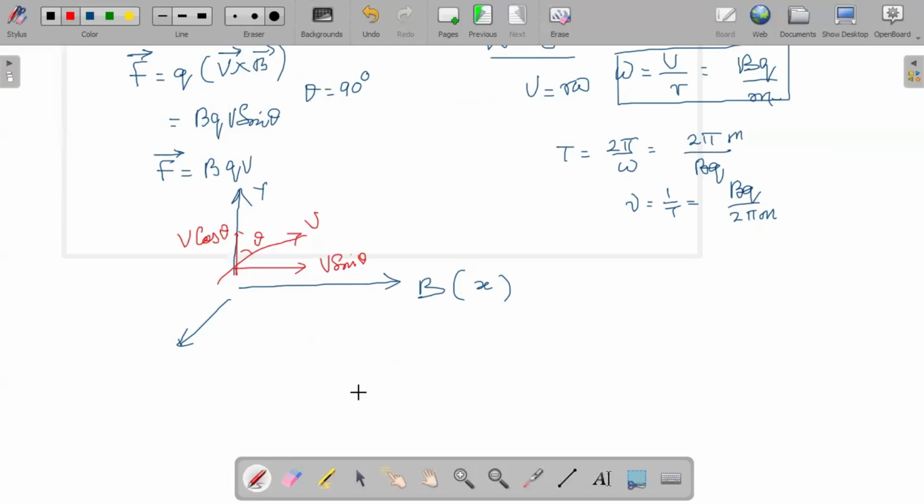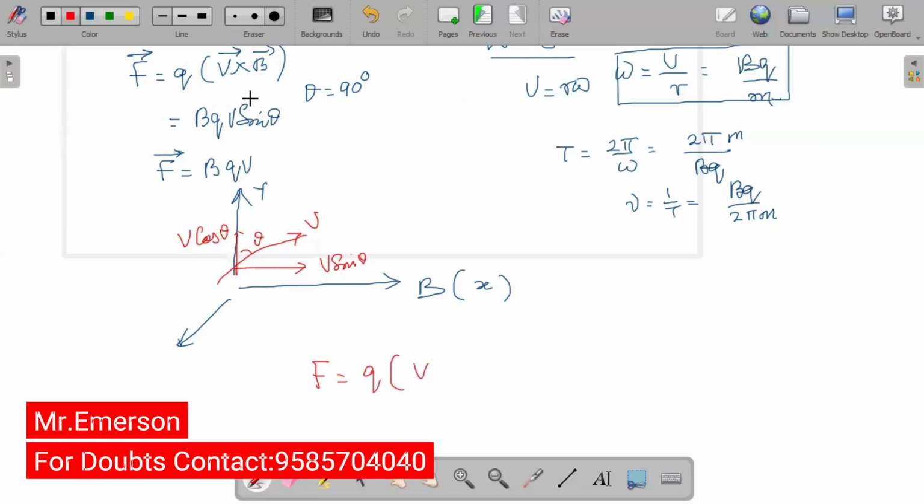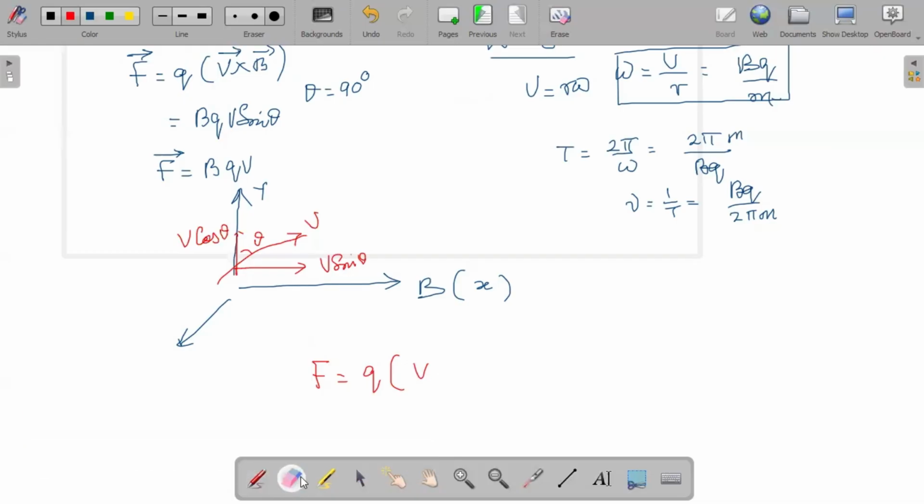According to the formula, the force on the charged particle is q into v cos theta, which we have to take here. Why take cos theta? Because v cos theta is the component perpendicular to the magnetic field. To put it more practically: v sin theta is parallel to the magnetic field, so it won't give any force. The other component gives the force. The force formula is BQV cos theta. What is the consequence of this force?